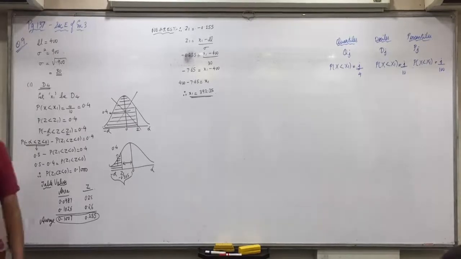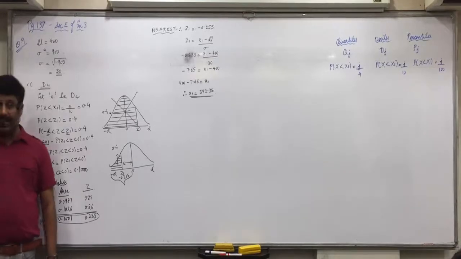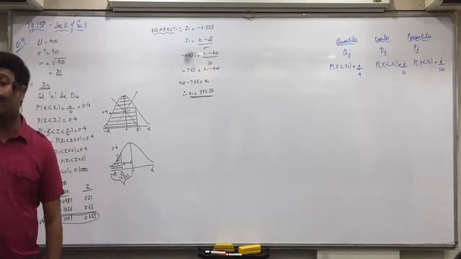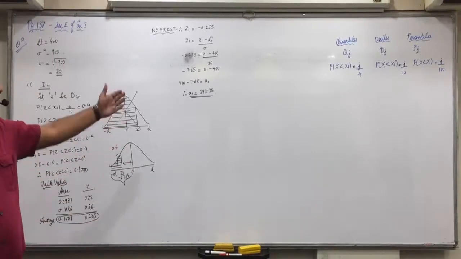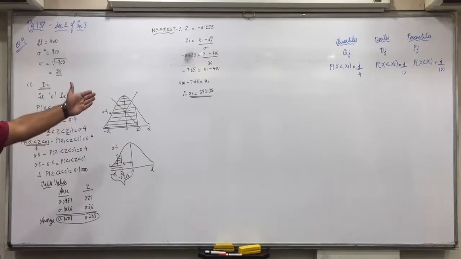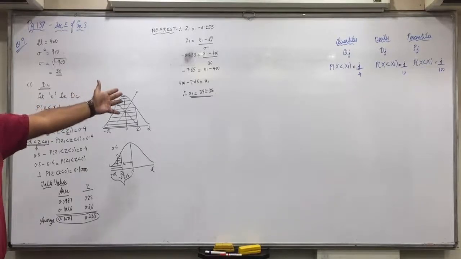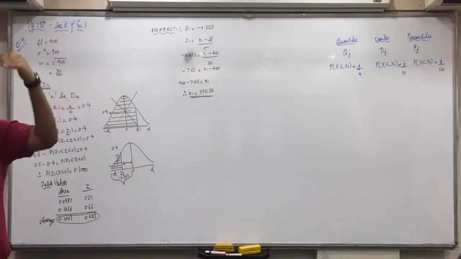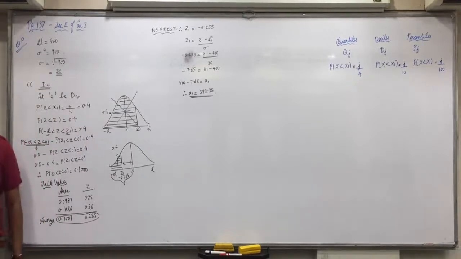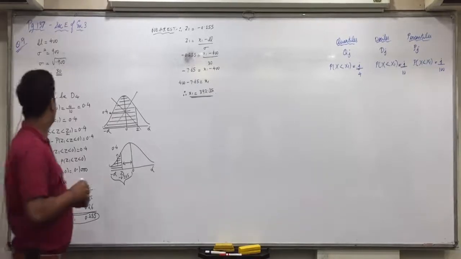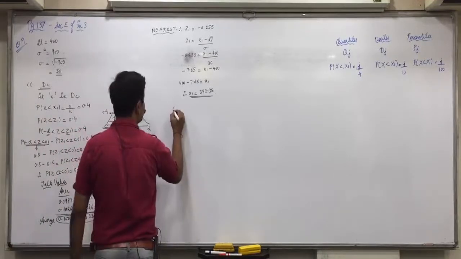Thus, the fourth decile is 392.35. Interpretation is asked. Fourth decile is 392.35 means you can say 40% of observations are less than 392.35.